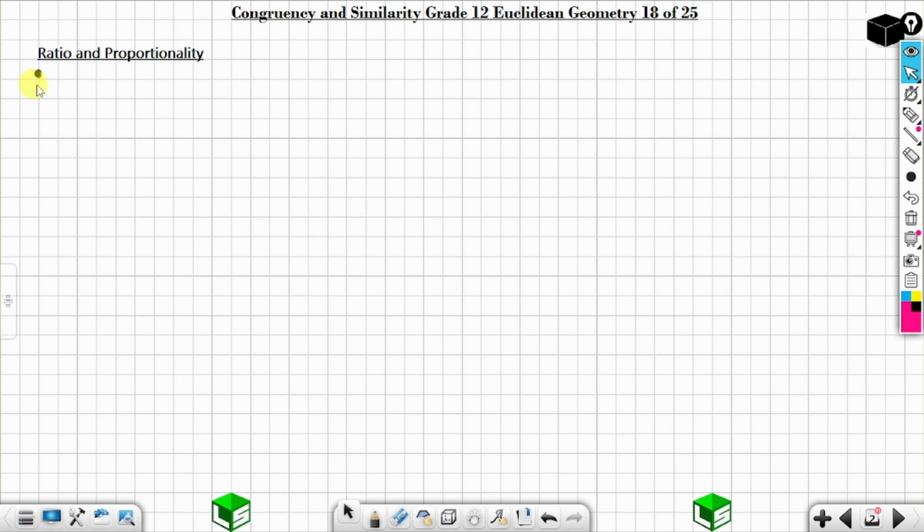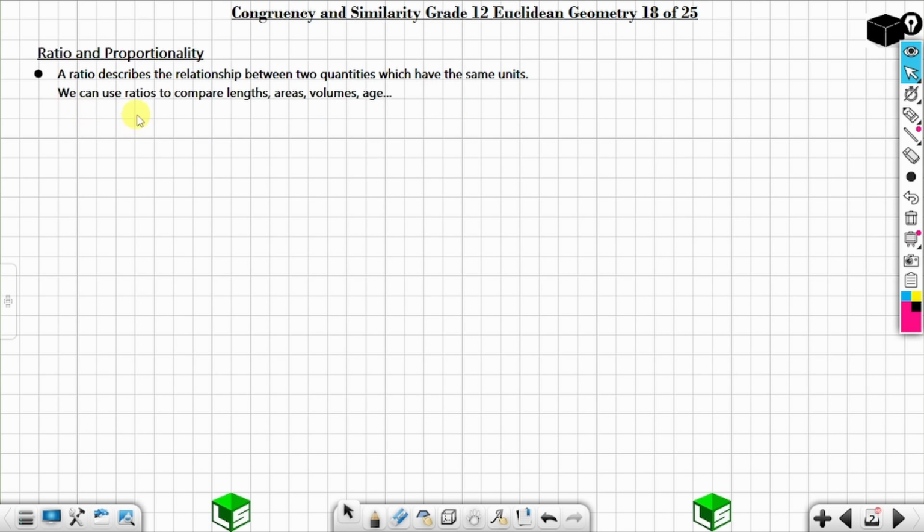So, a ratio describes the relationship between two quantities which have the same units. We are going to see that. We can use ratios to compare lengths, areas, volumes, age, and many other things. Okay, so a ratio is a comparison between two quantities of the same kind and has no units. We are going to see that.